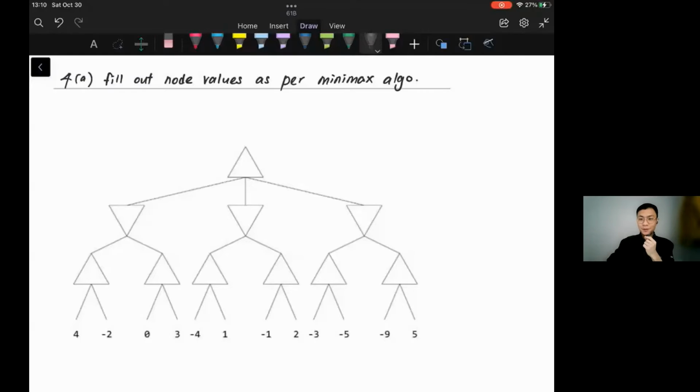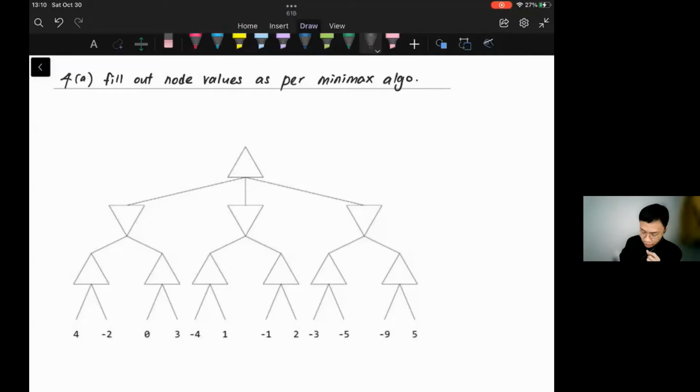Okay, welcome to Midterm Review. Here we are dealing with game trees again, and the first question requires us to fill in the node values after we have applied our minimax algorithm onto this game tree here.